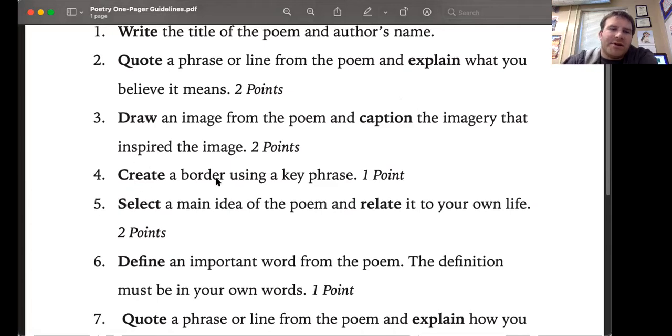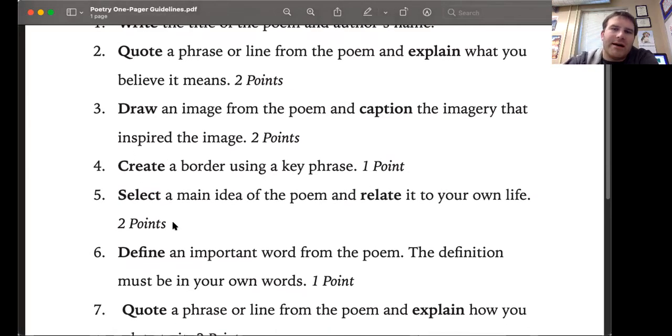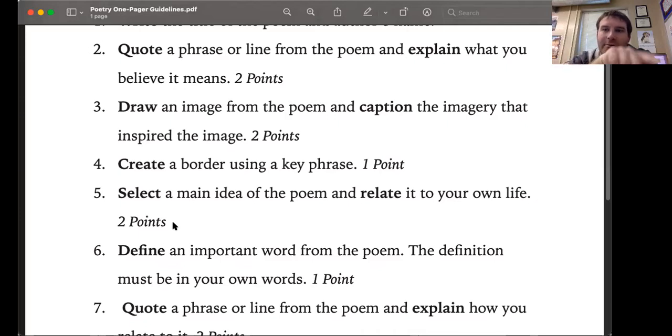Then the next one is you're going to create a border using a key phrase from the poem. You're going to do that all the way around the frame of the paper. Then you're going to select a main idea. So what is an idea this poem explores, and relate it to your own life? How do you relate to the idea that this poem is exploring?